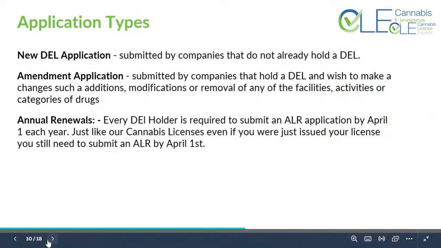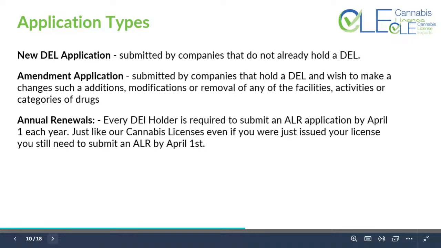But we will talk about that in a future webinar. So what are the 3 types of applications that you may be looking at? So large one, your new Dell application. So if you do not already hold a Dell, you're going to have to apply for one. Your next would be to amend the application.